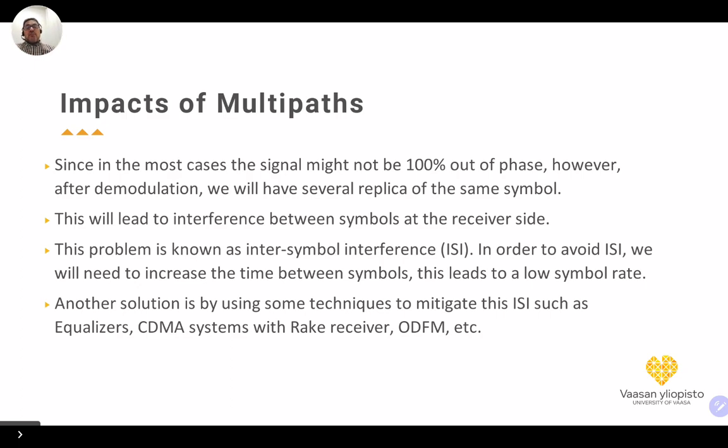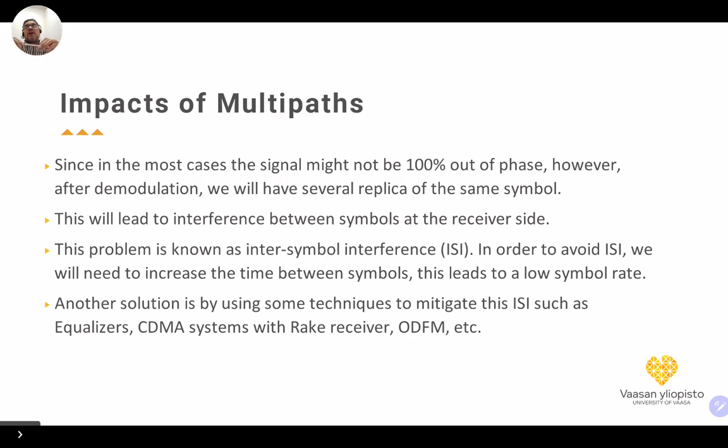Actually, for the ISI problem, we have some techniques in order to handle it. One of them is called equalizers, as we will explain later. Also, we can use CDMA, code division multiple access with a RAKE receiver, which is another technique used to handle the ISI. And the third technique is called OFDM, orthogonal frequency division multiplexing. So we have different kinds of techniques in order to handle this problem of ISI.